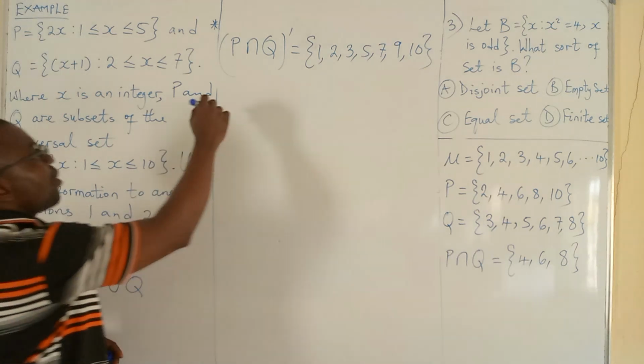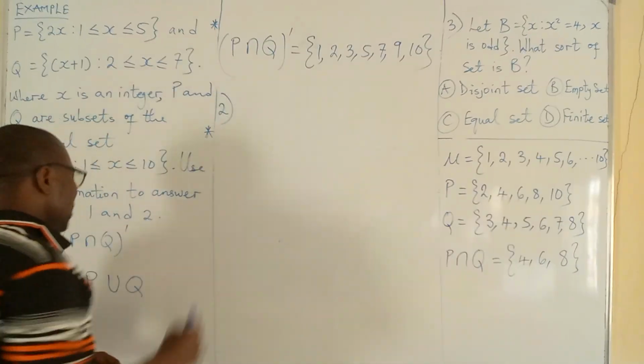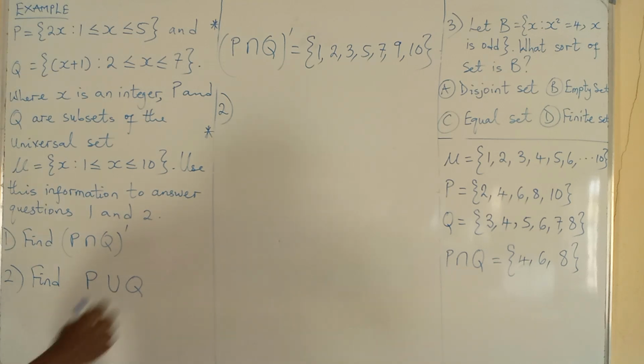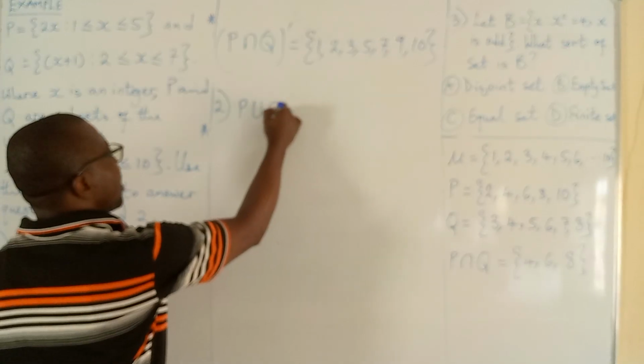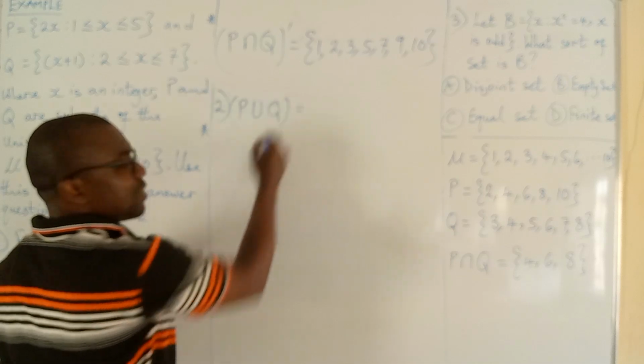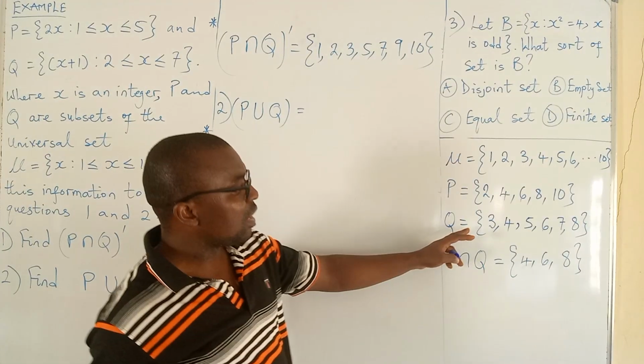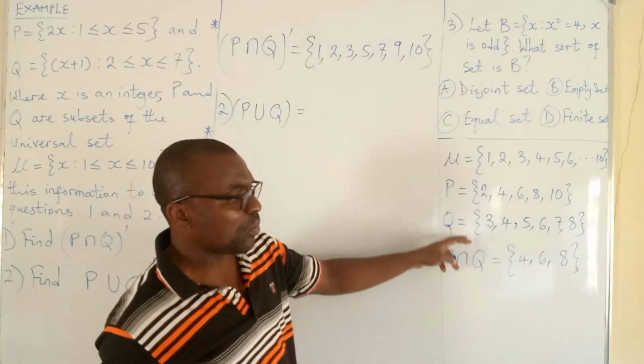So quickly we look at number 2. Number 2, P union Q. Union simply means the set of all the elements that are in the two of them without repetition.